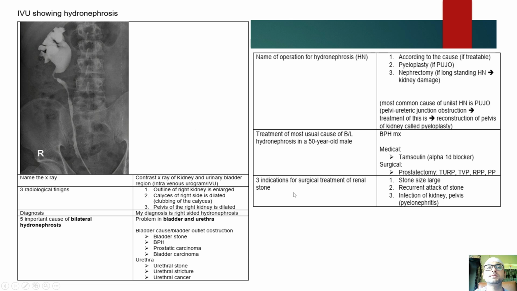So, three indications for surgical treatment of the renal stone. What are the three indications? Stone size, it should be large, and recurrent attacks of the stone, which may cause infection or inflammation, pain, fever, hematuria, and also infection of the kidney and pelvis, like pyelonephritis or evidence of pyelonephritis. It can cause intervention or surgery.